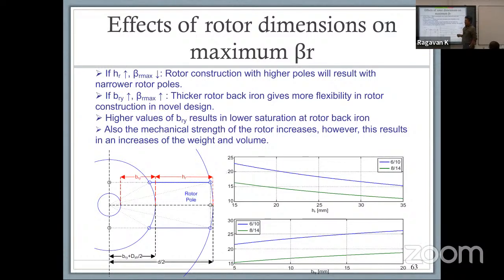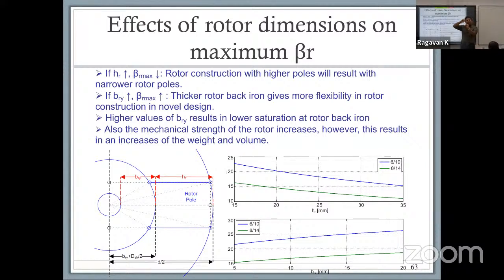For self-starting, we identified what that design criteria should be. We also identified that if you want to design a motor where BR, Y, and HR are the parameters, these are basically the volume, the use of the active material components that you are going to use. So you have to maintain the maximum value. HR is the rotor pole length here. If you increase the height of the rotor pole, the maximum value of beta R you can get is going to be smaller, which means your construction of the pole could possibly lead to a narrower rotor pole.